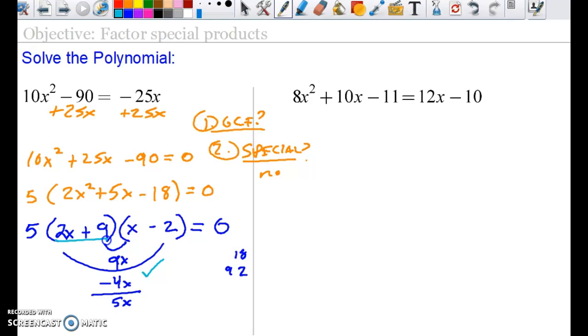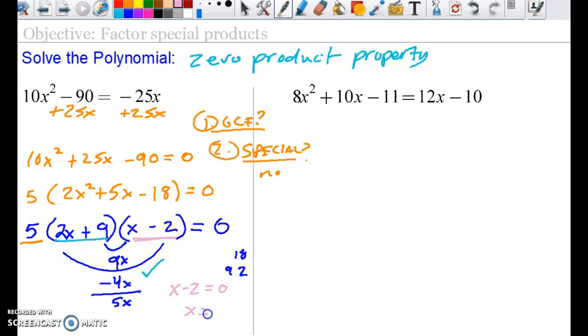Now I have the zero product property. Again, that is the zero product property, which states that if I have a bunch of things multiplying together to get 0, then one of these factors has to be 0. It either has to be the 5 up front, has to be the 2x plus 9, or it has to be the x minus 2 here. So if x minus 2 is 0, then x would have to be 2. That's one possible solution.